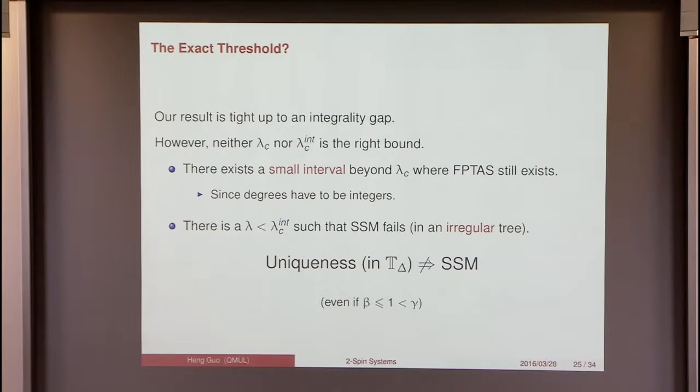So in the anti-ferromagnetic case, we can view infinite regular trees as the worst-case scenario. But in the ferromagnetic case, it's not true anymore, even if beta is less than 1, which is sort of an easy case. So the question is, where is the tight threshold between these two? We observe that neither of those is tight.